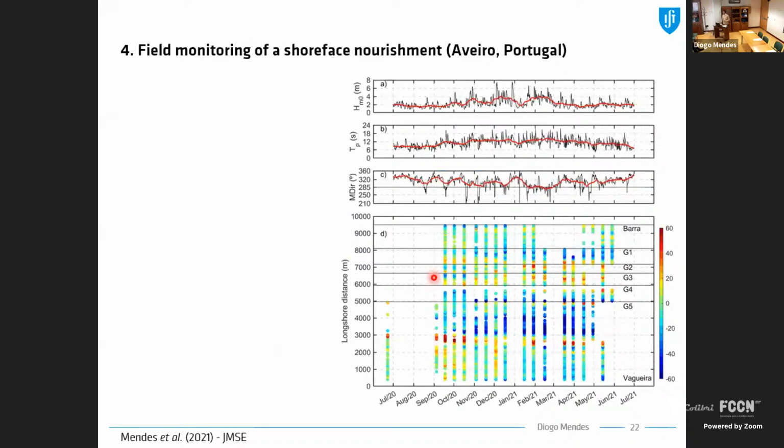Now let's go to the second one. So what I'm presenting here is a spatial temporal evolution of the shoreline in the longshore direction. So the first three panels show the variation in time of three parameters associated with the wave conditions. So significant wave height, peak period, and mean wave direction through time, between July 2020 and July 2021.